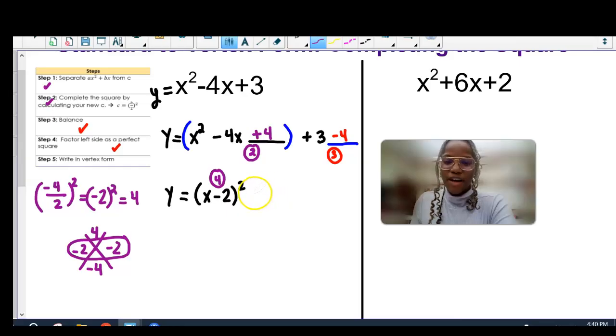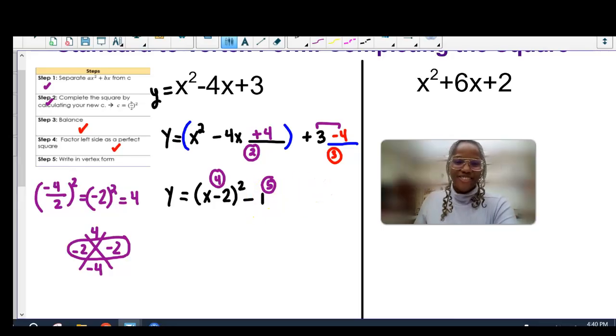And then step 5 is just the idea of rewriting this in vertex form. The only thing that has to be done is that these two have to be simplified. So I would write this as minus 1. Whew. Step 5. All right, cool. And that is that example. So that's just us doing it right there.